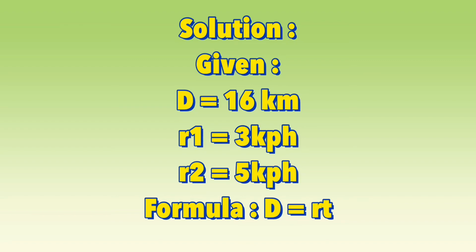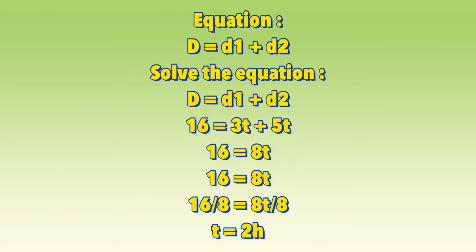Okay, equation: D1 is the distance traveled by Lorna and D2 is the distance traveled by Peter. So we have to solve the equation. D equals the distance of Lorna plus the distance of Peter. And the given distance is 16 kilometers. You have to copy that. Then substitute: for the distance of Lorna, remember we have D equals RT. So the rate of Lorna is 3 kilometers per hour times T. So that's why it becomes 3T. Plus the rate of Peter, we have 5 kilometers per hour times T. So that's why it becomes 5T.